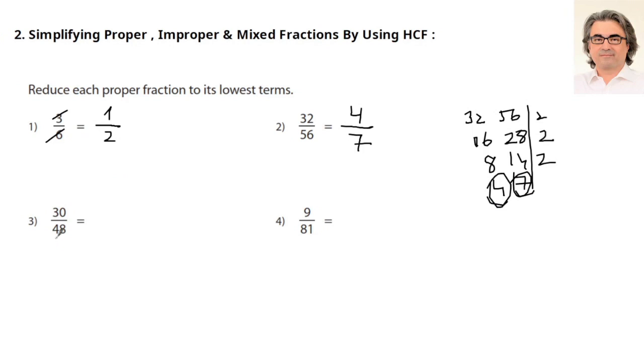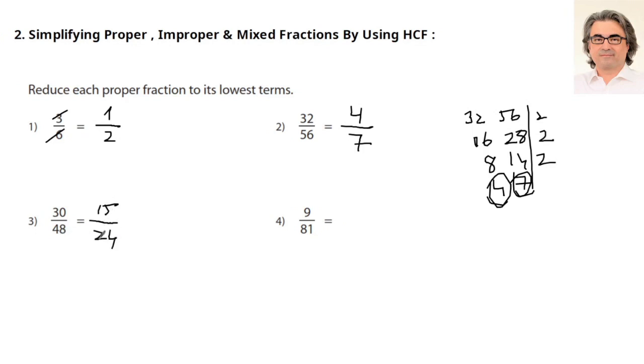30 over 48. Can you find the greatest common divisor or highest common factor of them? Now, you may continue like this. If you have any common divisor greater than 1, you may continue with dividing with this number. 2, for example, is a common divisor for these two numbers. If you divide these two numbers with 2, you will get for 30, 15. And what is the result if you divide 48 with 2? 24.